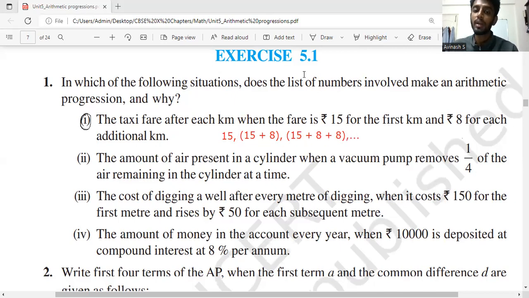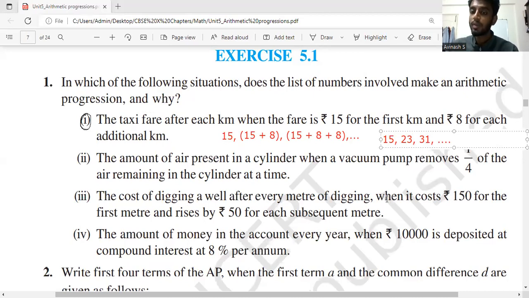Some of you might be wondering if the AP is 15, 8 and so on. No, they have very clearly given in the question the taxi fare after each kilometer, that is the context. So after 1 kilometer, it will be 15 rupees. After 2 kilometers, 15 and then 8 for the additional kilometer, it will be 23. For 3 kilometers, 8 rupees more. So this gets converted into an AP, which is 15, 23, 31, and so on. This is our required AP.